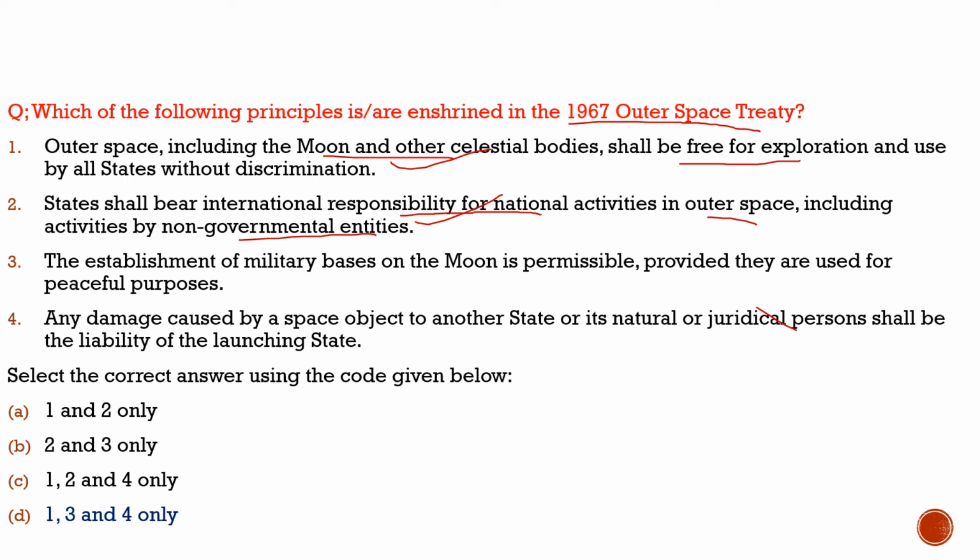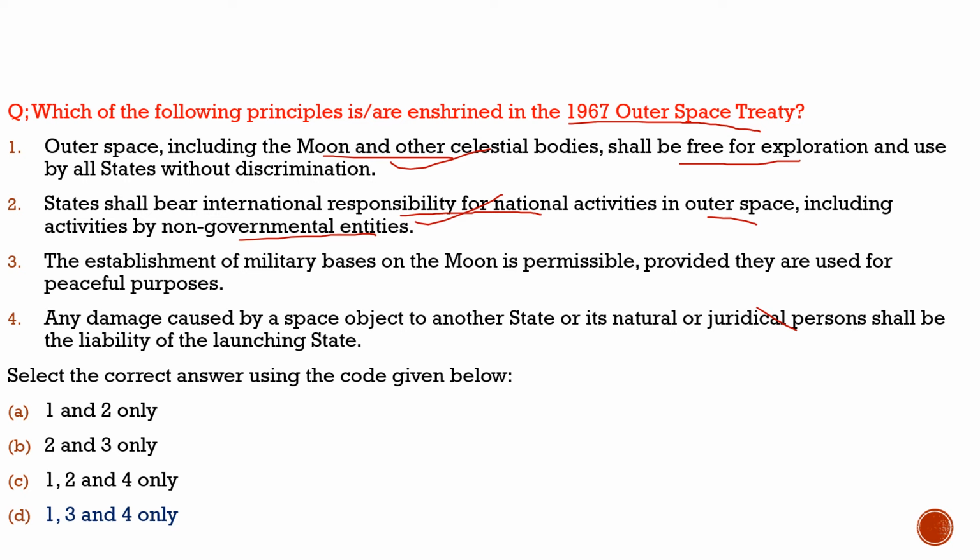why is this statement important? Because recently we saw that there was an accident with the SpaceX mission and SpaceX rocket, and some part of it fell into Poland. And because of this principle, Poland asked for compensation from the US, and they denied it. So they in a way violated this principle of this treaty. So it becomes important for us to have this understanding. What does the treaty actually talk about? So the second statement is also correct.